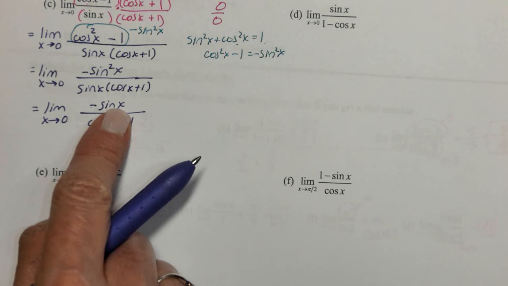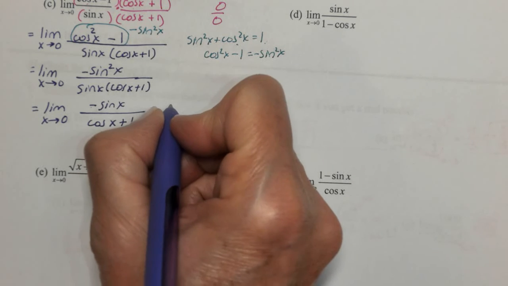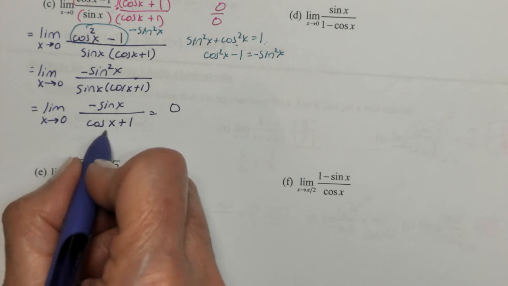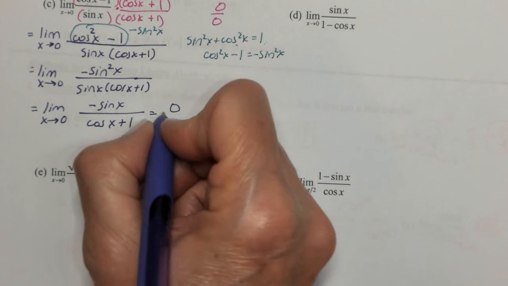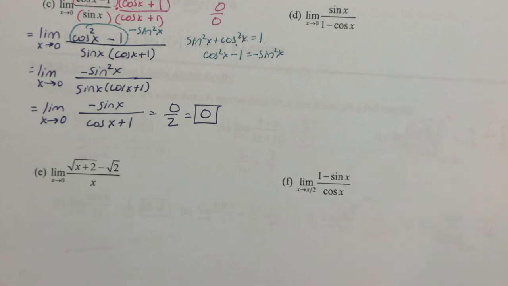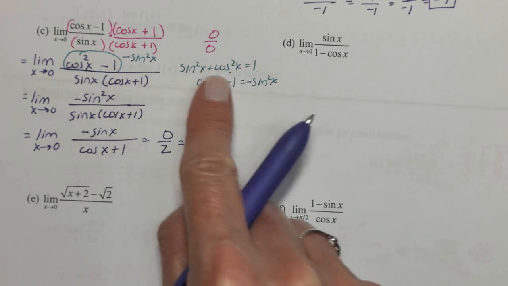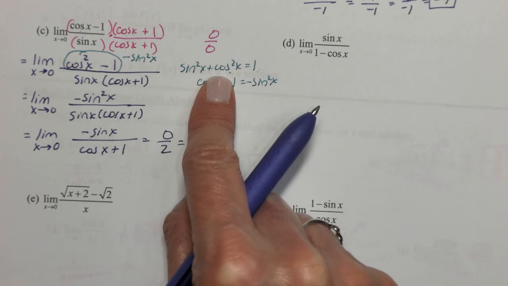What is sine of 0? Sine of 0 is 0. Negative 0 is still 0. 1 plus 1 is 2. 0 over 2 is 0. So in every one of these like this, you're going to use that Pythagorean trig identity.